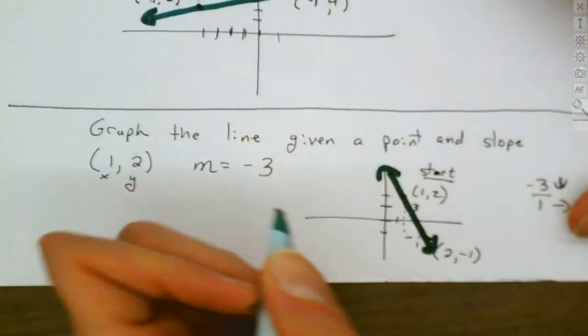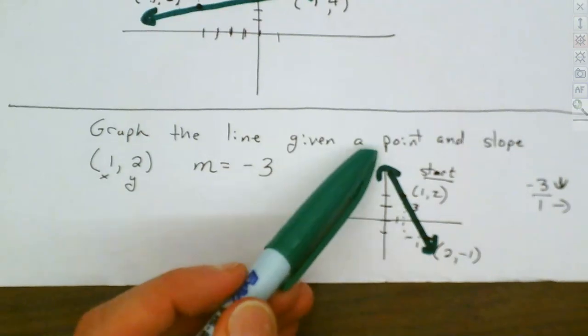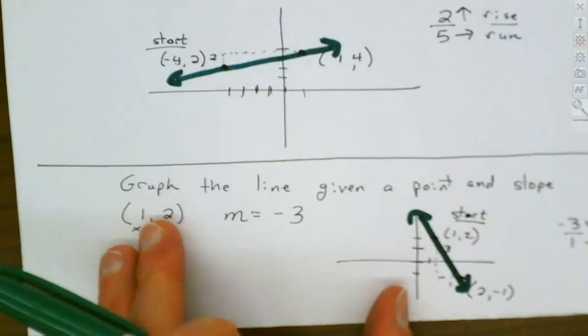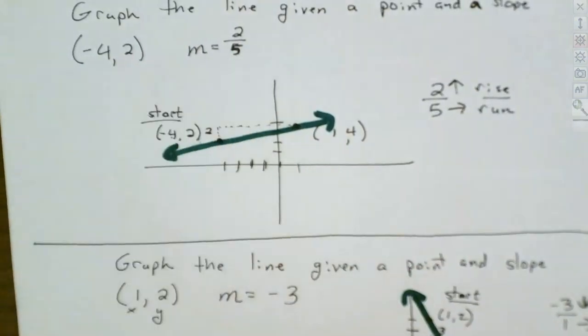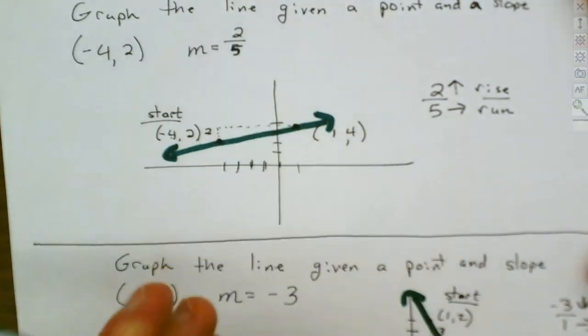Now, how do I know it makes sense? Well, what do we know about a negative slope? A negative slope should go down from left to right. Is this line going down from left to right? Yeah, so we know we did it correctly. What about this one up here? This one was a +2/5, right? And it went up from left to right, and it matched.